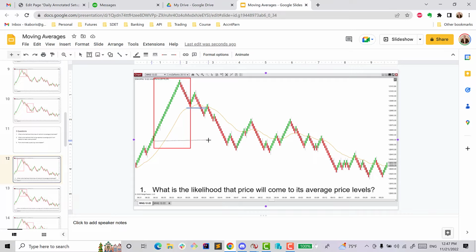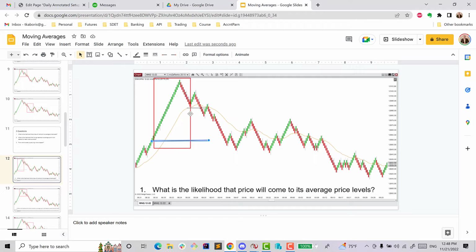Look, that move would be asking too much, right? But this move is very reasonable. That's exactly what happened. So the answer and the lesson is that prices have a high likelihood of returning to their average price levels. So lesson number 1: prices return to their average price levels. Right here. And it happens everywhere else.